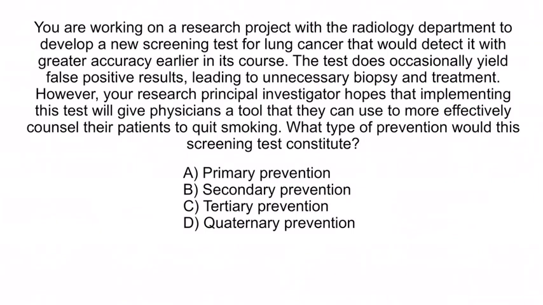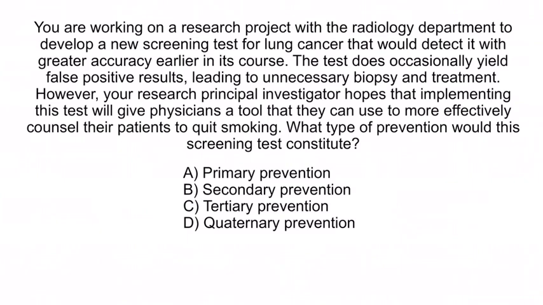What type of prevention would this screening test constitute? A. Primary prevention. B. Secondary prevention. C. Tertiary prevention. Or D. Quaternary prevention. All right, this question has a couple of distractors to complicate the picture, but at its core, the screening test is an attempt to detect a disease early on and prevent it from getting worse.